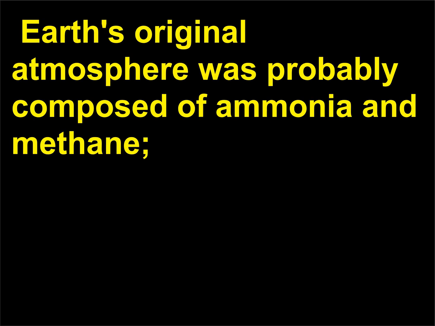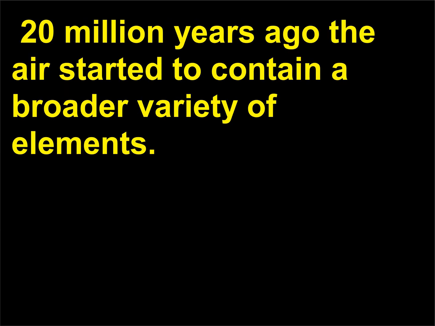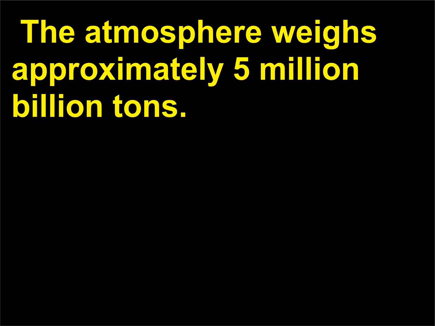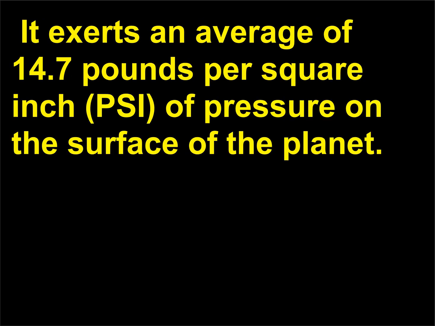Earth's original atmosphere was probably composed of ammonia and methane. 20 million years ago the air started to contain a broader variety of elements. The atmosphere weighs approximately 5 million billion tons. It exerts an average of 14.7 pounds per square inch, psi, of pressure on the surface of the planet.